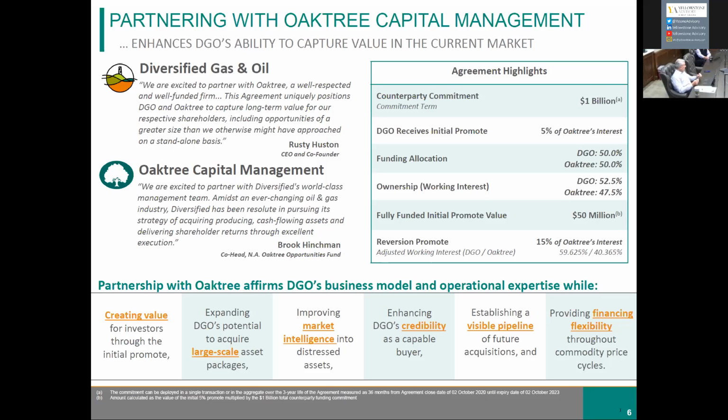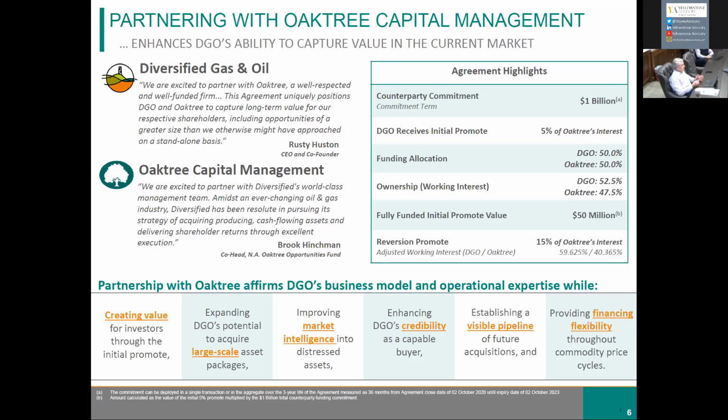I think it's a great deal, not only for Diversified, but for our investors because of the promote, the reversion aspect, and the ability to continue to grow the company by acquiring larger assets back from Oaktree. This also gives us the ability to do large scale asset packages.